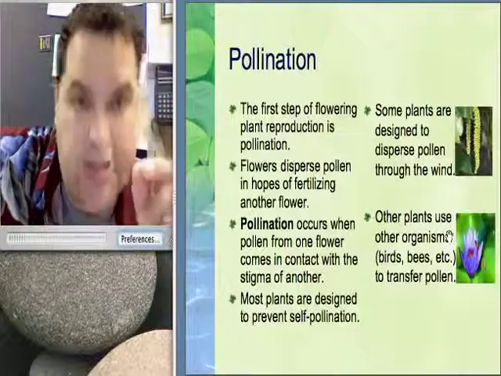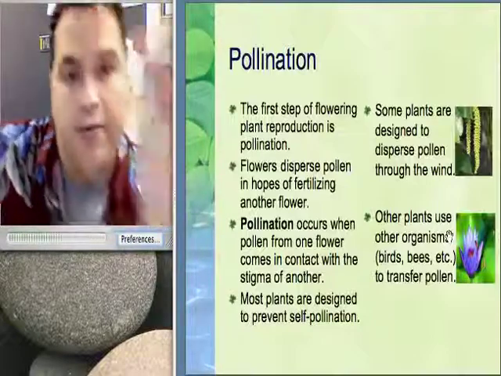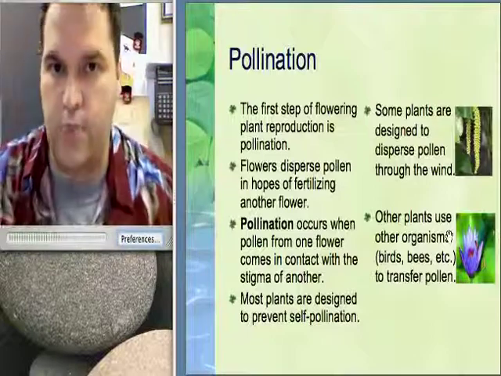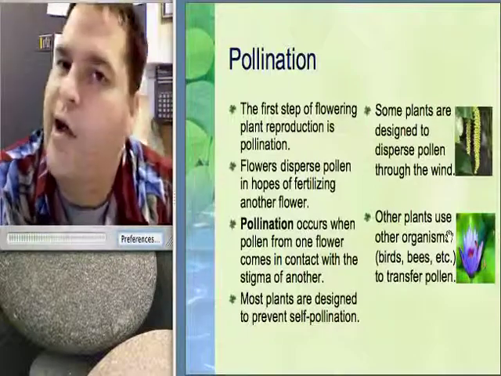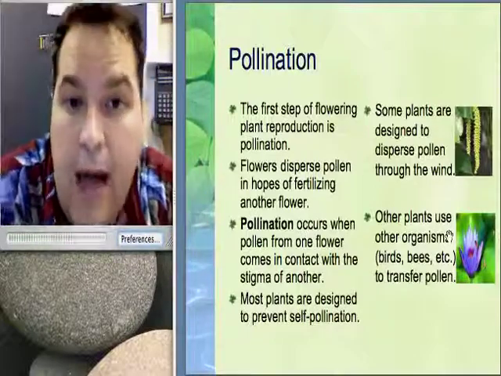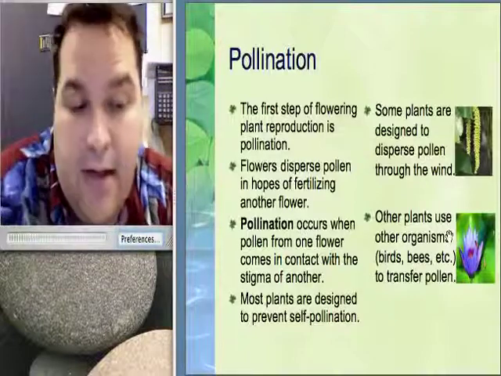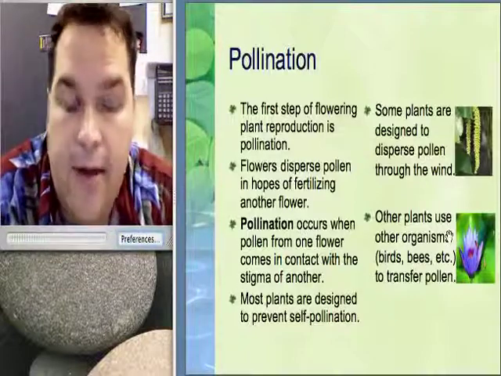Now this is certainly targeted. I'm going to go here, then I'm going to go there, and that's much more efficient. However, you have to offer something like nectar or even pollen itself. I mean, bees like pollen. It helps them make their honey.